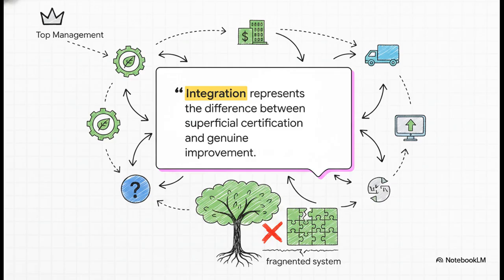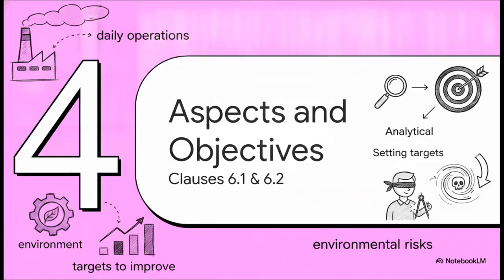True integration means environmental considerations influence decision-making at every single level of the corporate structure. It's the core difference between just grabbing a superficial certification for a quick marketing push and achieving genuine, long-term environmental improvement. Which brings us to Section 4, Aspects, Impacts, and Objectives. Let's navigate clauses 6.1 and 6.2.